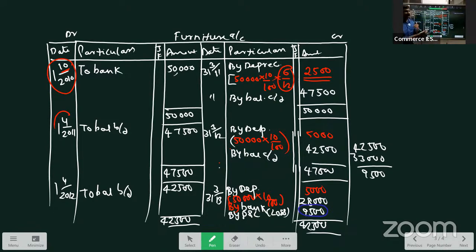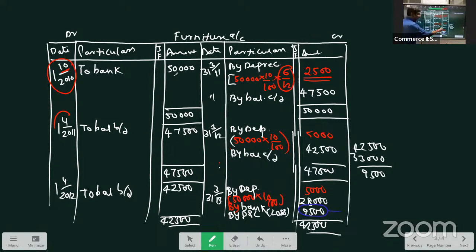There are possibilities that multiple assets will be purchased and sold, but for your intermediate syllabus, you will not get more than one asset. So it is quite enough that you learn this trick where you get debit side minus credit side at the year when it is sold. The difference you attribute to P&L account. You transfer it to P&L account, and that amount will be considered as a loss.